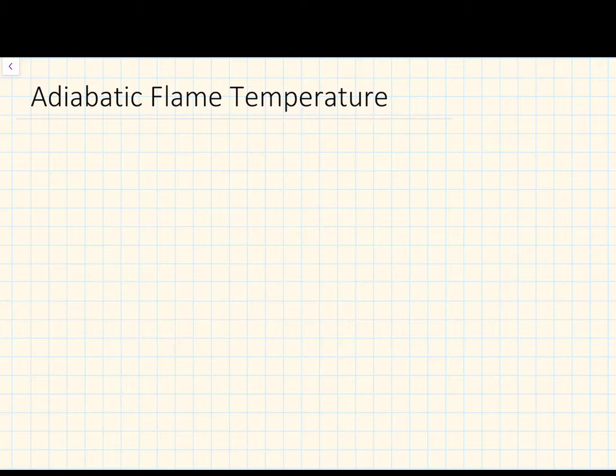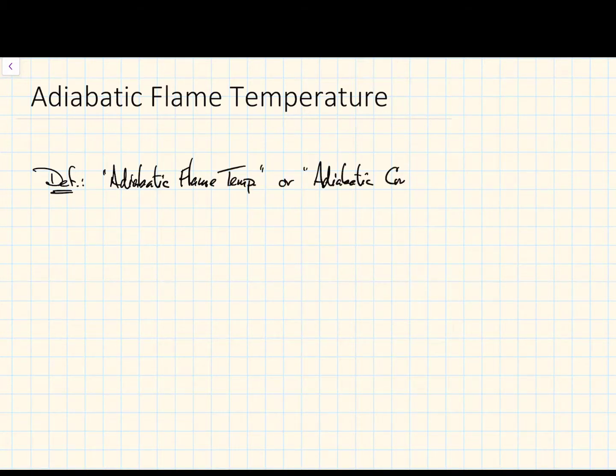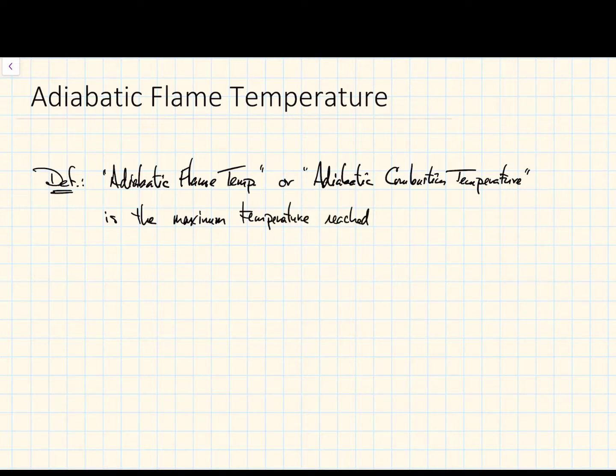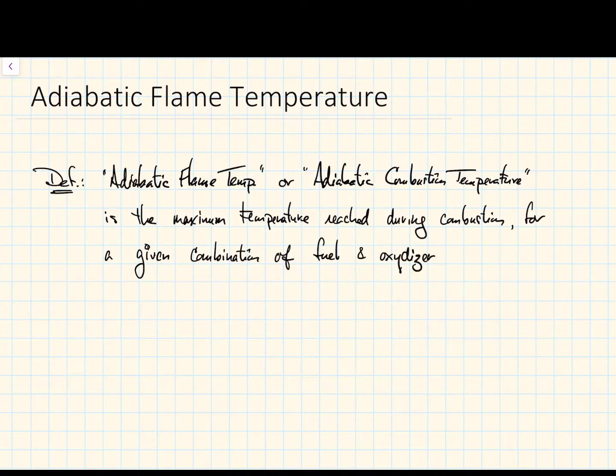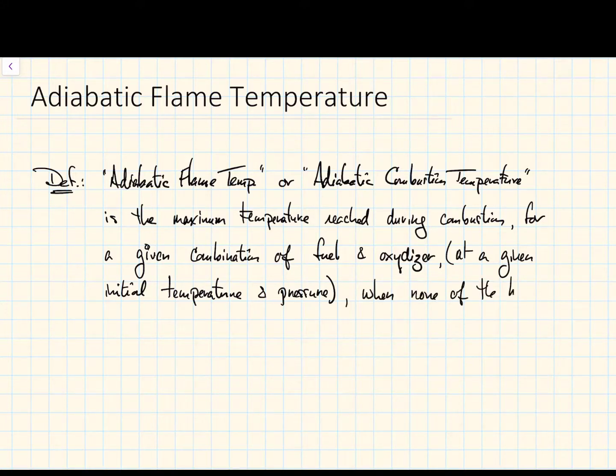The adiabatic flame temperature, or the adiabatic combustion temperature, is basically the maximum temperature that you can reach during combustion. So of course in Module 9 we're interested in combustion. For a given combination of fuel and oxidizer at a given initial temperature and pressure, if you assume that none of the heat is released during that combustion, then all of the heat of combustion is used to heat up those combustion products, and so therefore that's the highest temperature that we're going to have in the process. So that's the definition of adiabatic flame temperature.